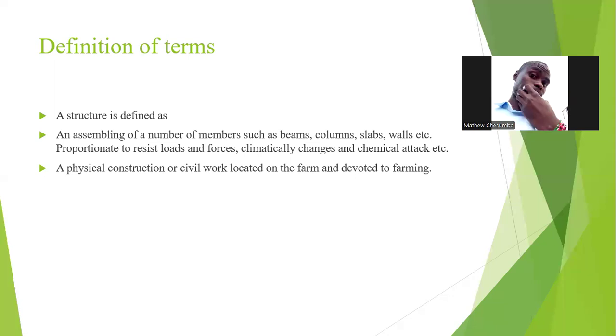A farm structure is a physical construction or a civil work located on the farm and devoted to farming. For example, we have those structures in our home. We have the stores, cereal stores. When you go to the county government, we have cereal boards, and then we have the structures for cow sheds. Those are some of the structures. We have the farm machinery structures where we store our farm implements. Those are some of the structures that we have.